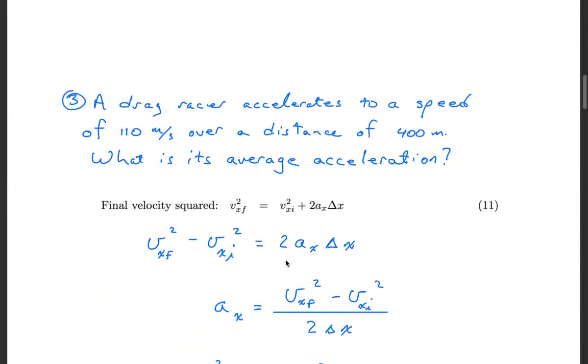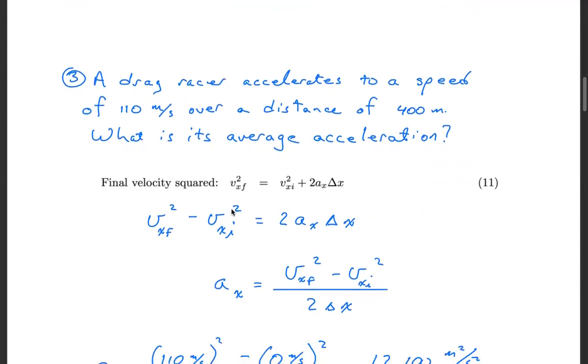Okay, number 3. A drag racer accelerates to a speed of 110 meters per second over a distance of 400 meters. What is its average acceleration? And we're going to use equation 11 that I gave you in the cheat sheet. V final squared equals V initial squared plus 2 times the acceleration times the distance, the displacement. So we want to solve for acceleration.